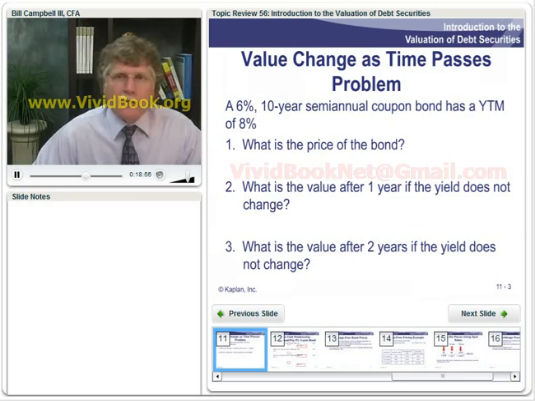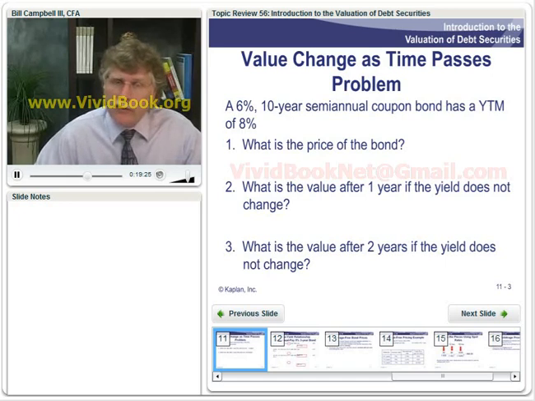A 6% 10-year semi-annual coupon bond has a yield to maturity of 8%. Okay, what do we know? It's paying us 6 hot dogs. We want 8 hot dogs. This is going to be a discount bond. We're not going to pay full price for 6 hot dogs when we need 8 of them. So we know immediately that when we calculate the price of this bond, it had better be less than $1,000. We get something more than $1,000, we know that we made a mistake somewhere.